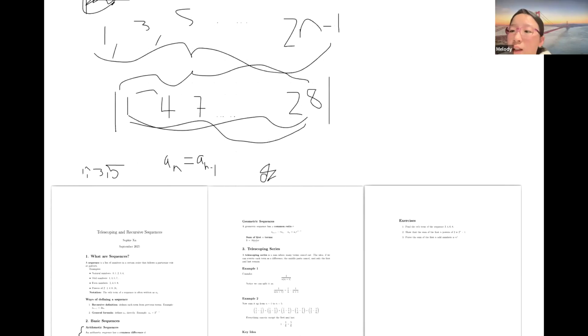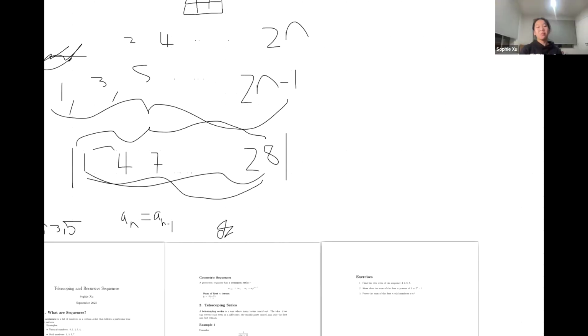So what do you know about geometric sequences, without looking at the handout? Instead of adding the same thing each time, it's multiplying by the same thing each time. Can you give me an example? A really simple example works.